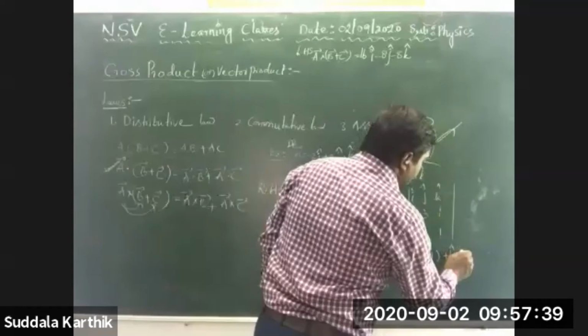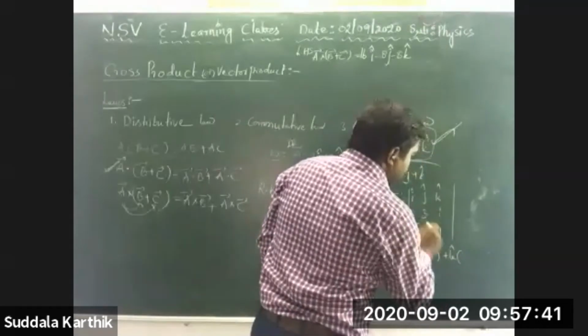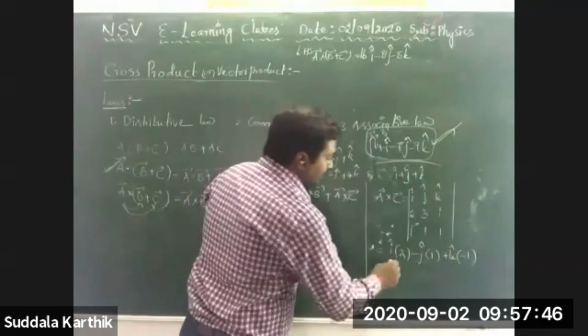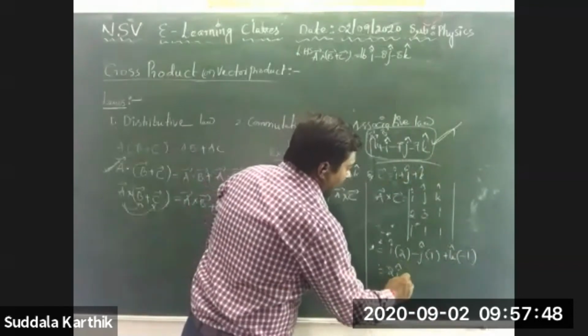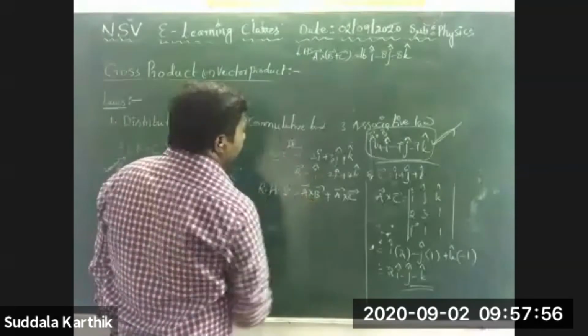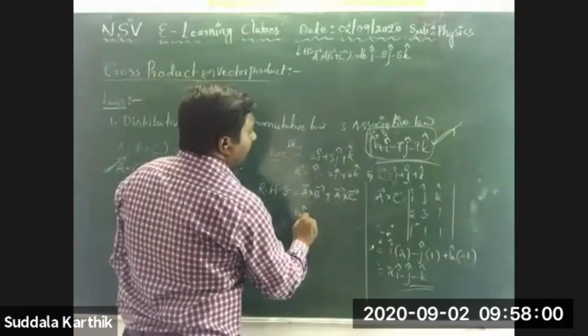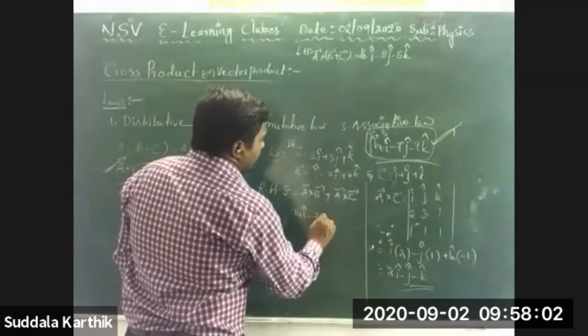2 minus 3 is minus 1. So finally I got 2 I cap minus J cap minus K cap. This is A bar cross C bar. A bar cross B bar is 14 I cap minus 7 J cap minus 7 K cap.